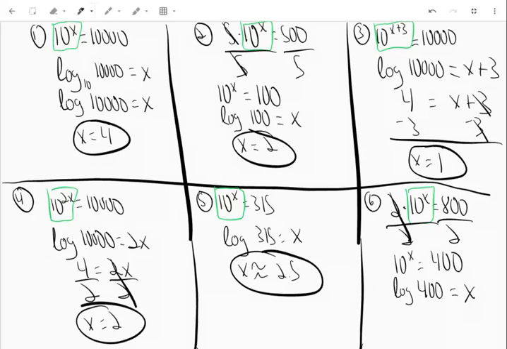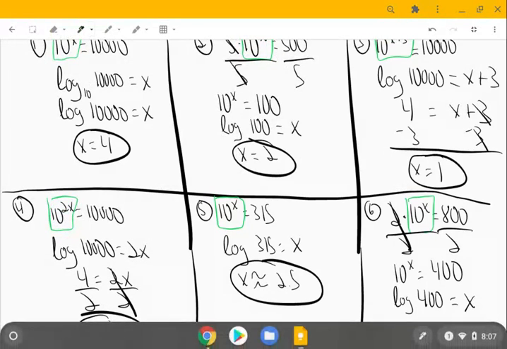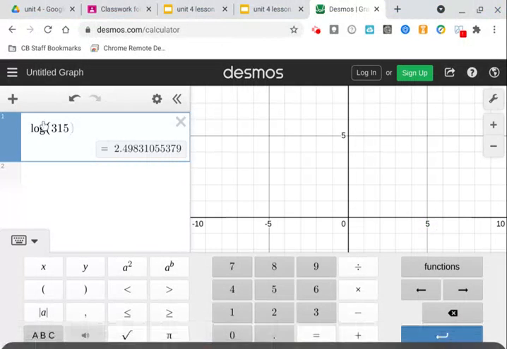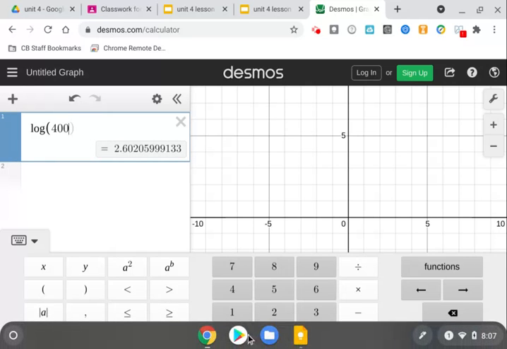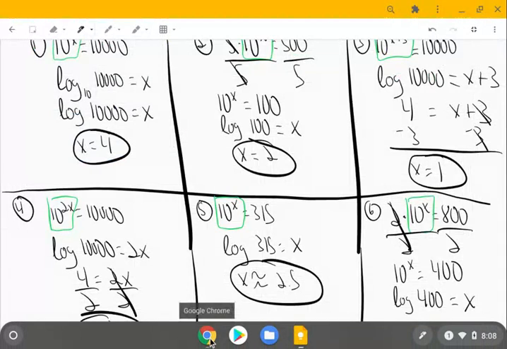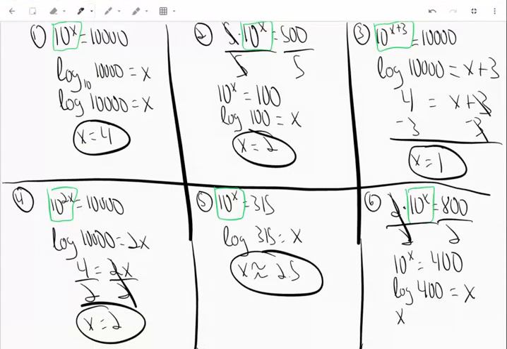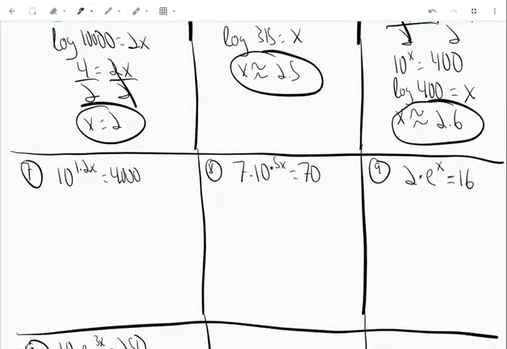Once again, log base 10 of 400 is not going to be a whole number, so I have to go to Desmos. That's going to be approximately, we'll call that 2.6. Let's move on. Number 7.